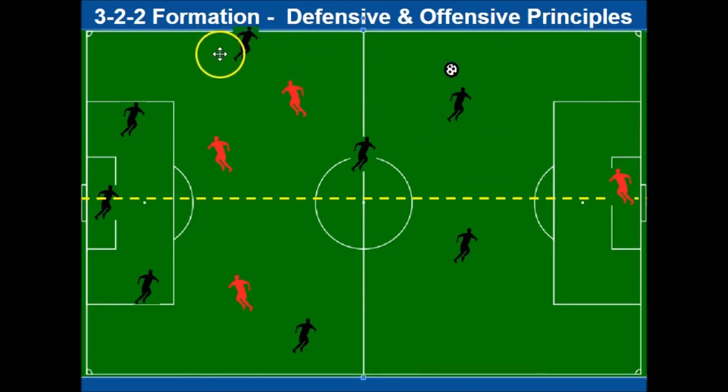All right, hopefully that makes sense. We've covered the 3-2-2 formation and the defensive and offensive principles.